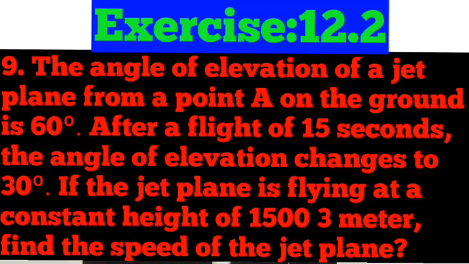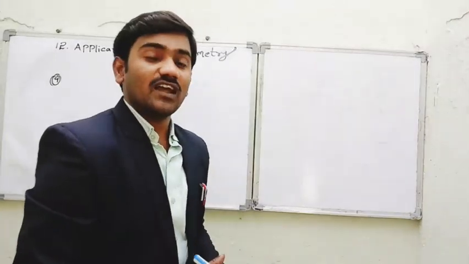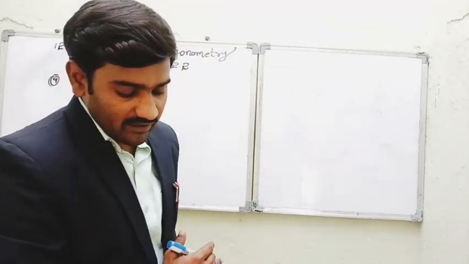Let us see that. The angle of elevation of a jet plane from a point A on the ground is 60 degrees. After a flight of 15 seconds, the angle of elevation changes to 30 degrees. If the jet plane is flying at a constant height of 1500 root 3 meters, find the speed of the jet plane.